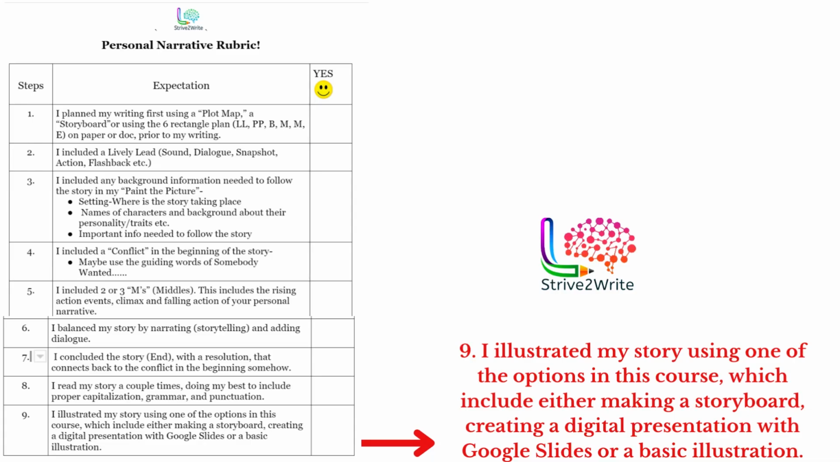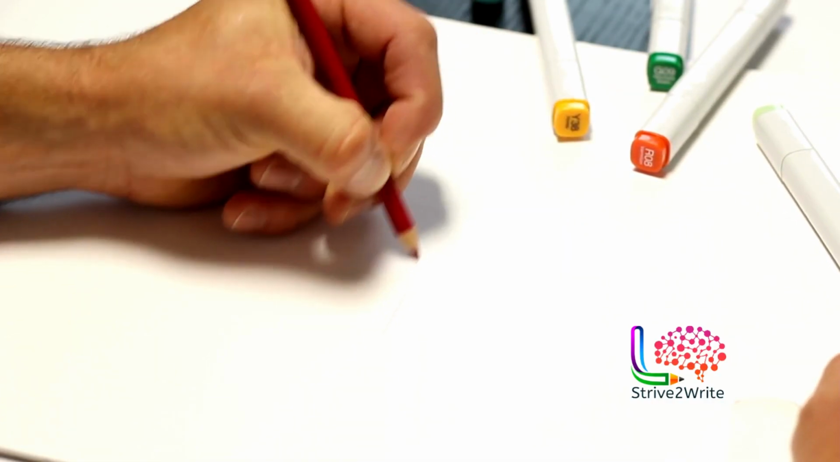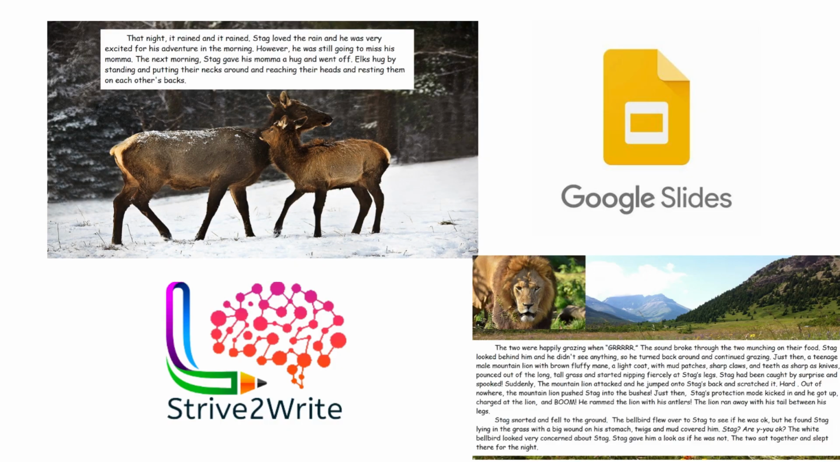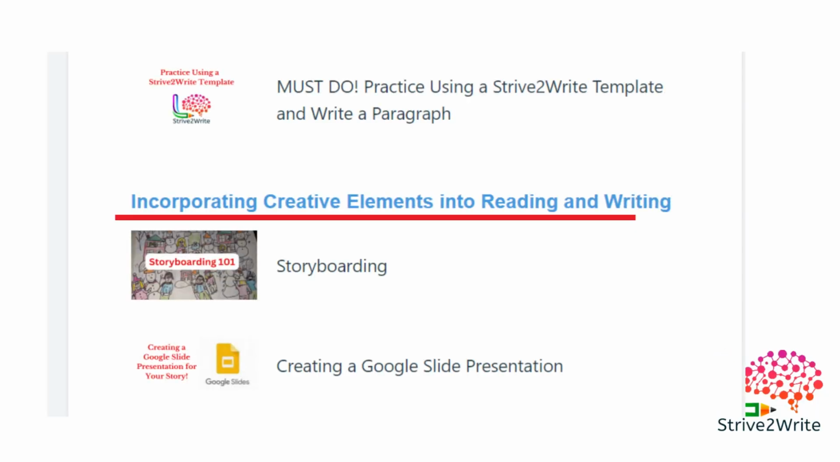And the last thing on your rubric is to illustrate your story. This course offers you several options for how to illustrate your story, including a basic drawing, a digital Google slide presentation, and or a storyboard. All of these lessons can be found under the Creative Options section of this course.